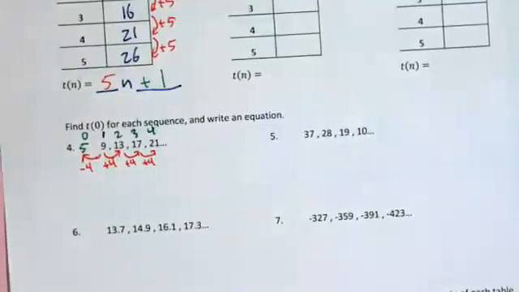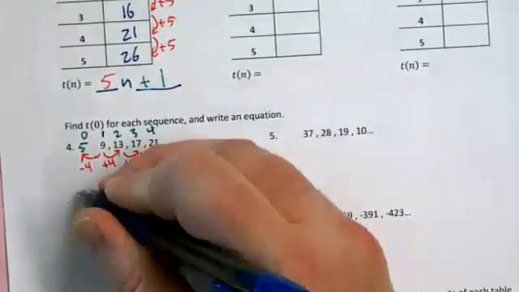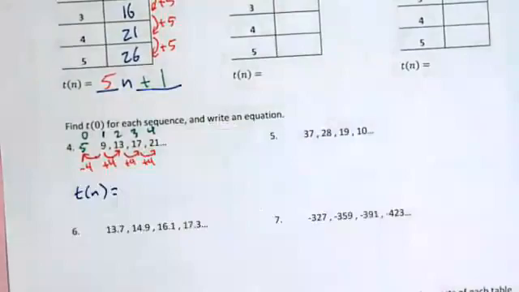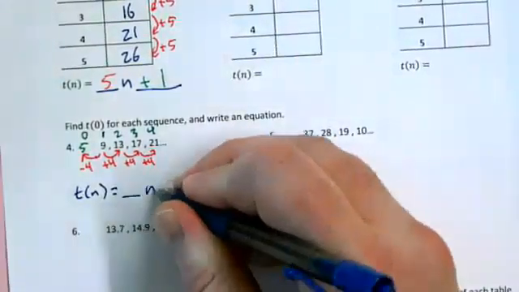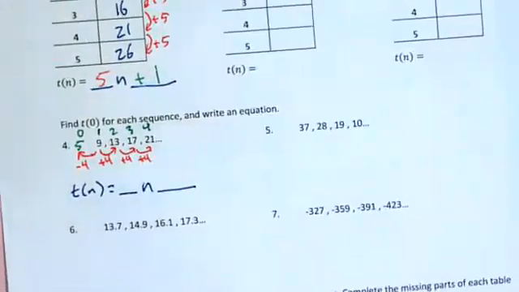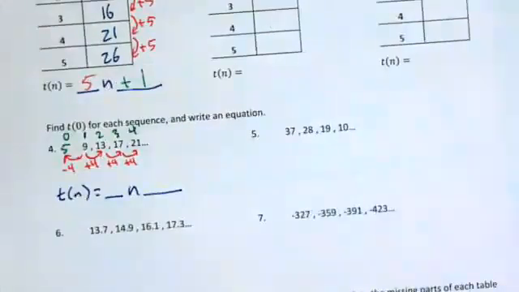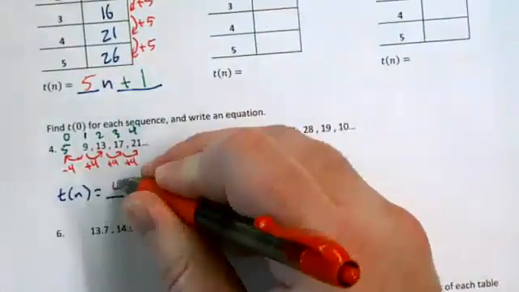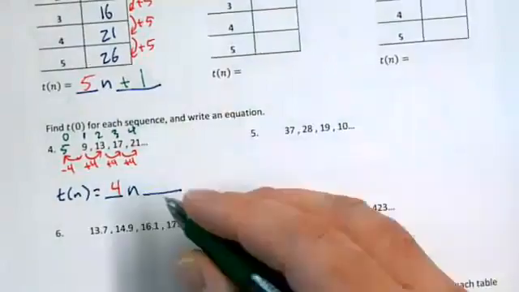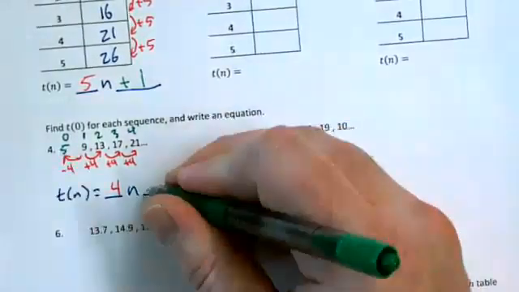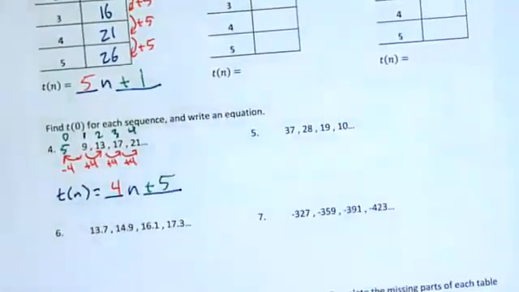We've got our common difference. We have everything we need to write our equation. Don't forget the T of n part of your equation. T of n equals something n plus something. The coefficient on the n is our common difference, which we found was positive 4. The constant is our 0th term, which was positive 5. So 4n plus 5 for that equation.